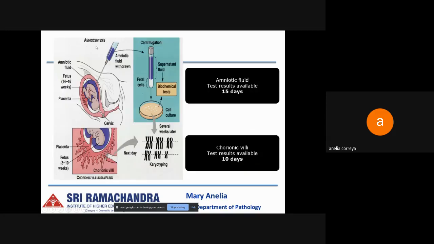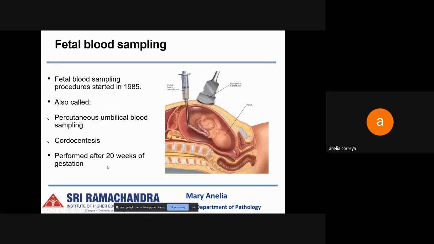So coming back to amniocentesis, what we saw. After we obtain the sample, it is centrifuged, then the cells are taken, and then they should be cultured, and only after that we can do the karyotyping and other tests. But on the other hand, in chorionic villi, we have the fetal cells in the fetal tertiary villi. So directly these cells can be subjected to karyotyping, and the results will be available earlier when compared to amniotic fluid evaluation.